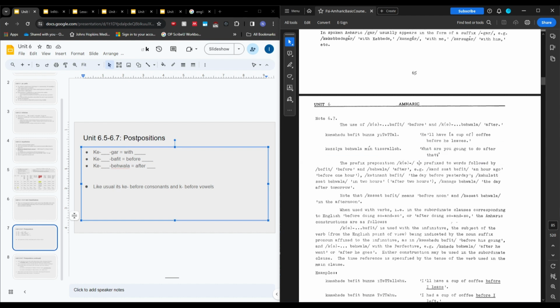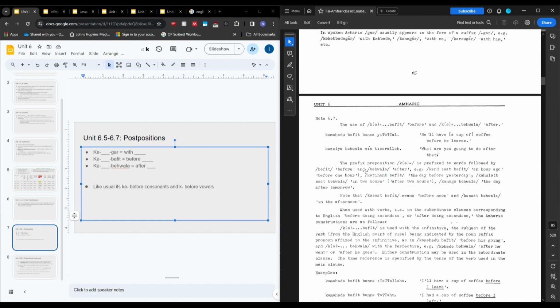You can also use ke befit and ke bohala after time. So ke and sa'at. And is one. Sa'at is like time, or it also means hour. Befit is before. So before an hour. So a better translation is just an hour ago.